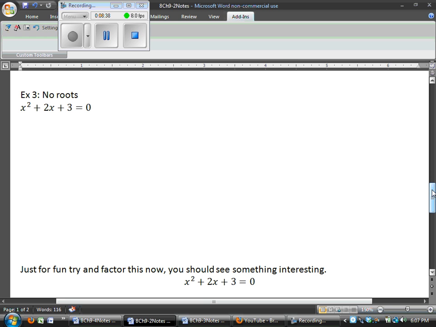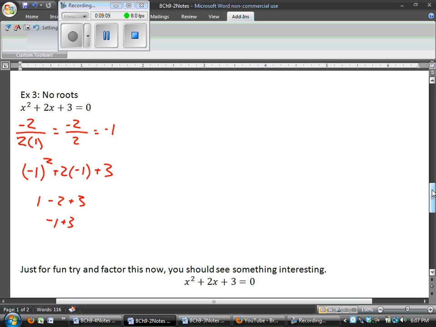Now, if we look on the back, I entitled this one Example 3, No Roots, and we're going to see something here. Start these all just the same. Opposite of b over 2a. So negative 2 over 2 is negative 1. Means the x part of my vertex is at negative 1. And if I plug that in, negative 1 squared plus 2 times negative 1 plus 3, I get 1 minus 2 plus 3. Negative 1 plus 3 is 2. So my vertex is (-1, 2).